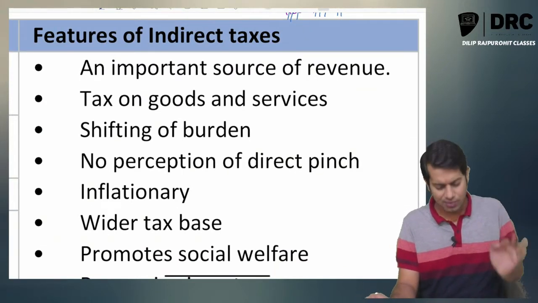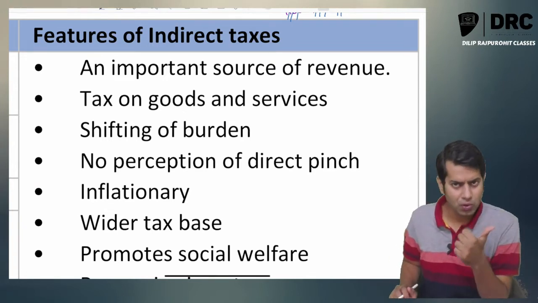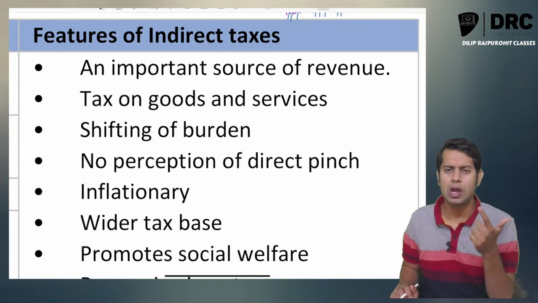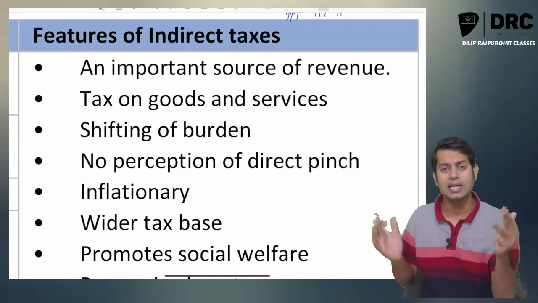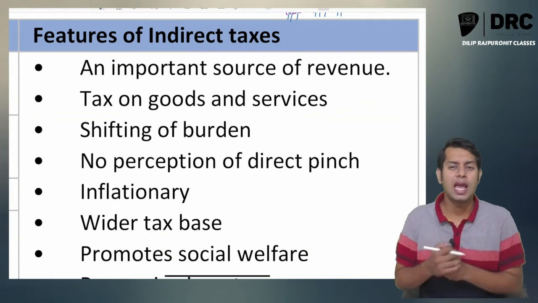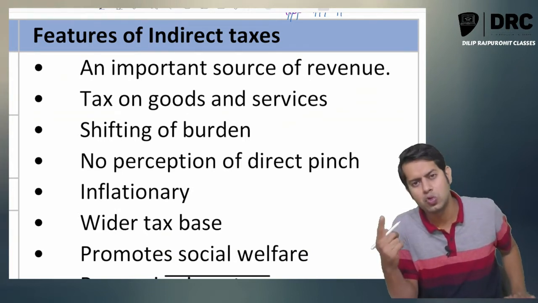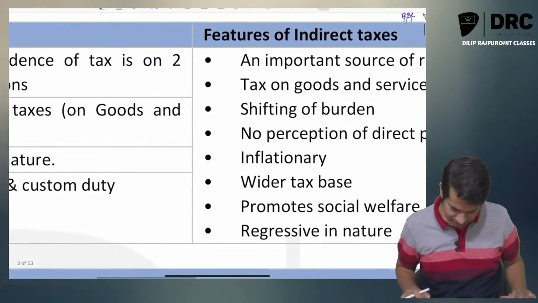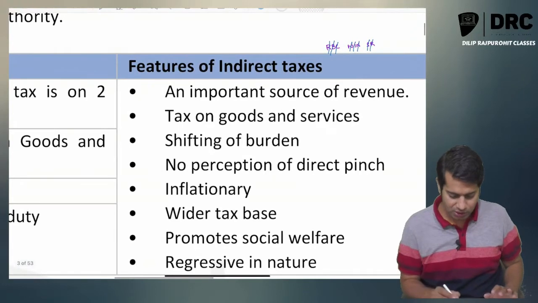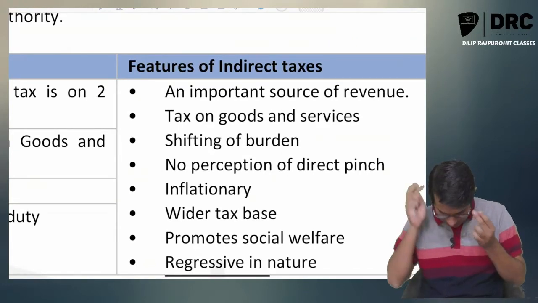RCB will win, sir. R for important source of revenue to the government. C for taxes on commodities and services. B for shifting of burden. W for wider tax base. I for inflation in nature. N for no perception of direct pinch. S for promote social welfare, and R for regressive in nature. These are the important features of indirect taxes.